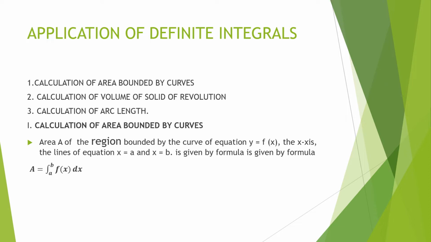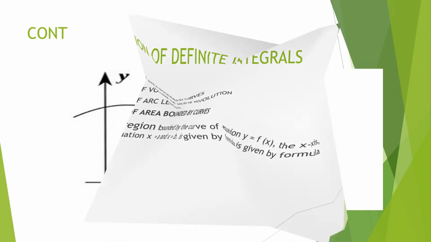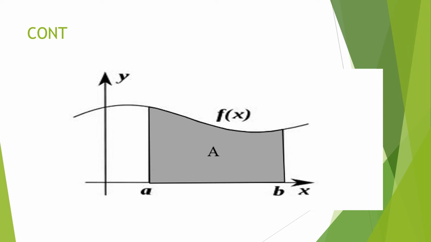The area of the region bounded by the curve of a function f(x), the x-axis, and the lines x equals a and x equals b, is given by the formula: area is equal to the integral from a to b of f(x) dx. So this is the formula we use when we are looking for the area of the region bounded by the curve of a function. The region you see here shows the area enclosed between f(x), the x-axis, and the lines x equals a and x equals b, and the area will be equal to the integral from a to b of f(x) dx.